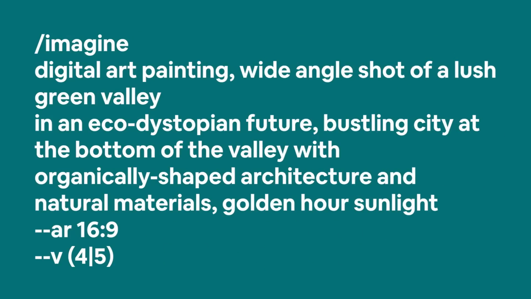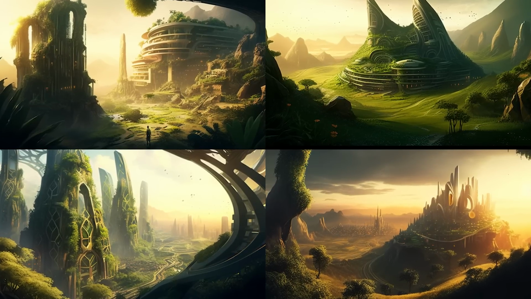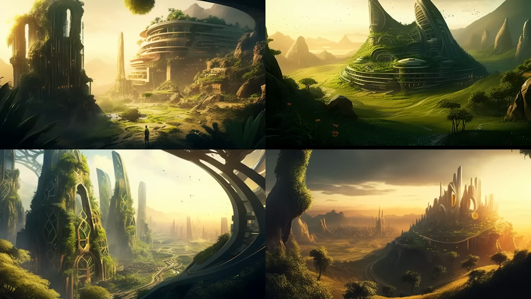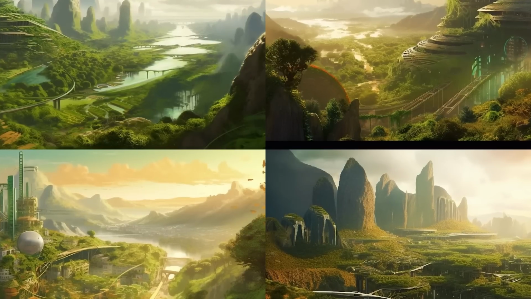Here's a sample prompt. Imagine digital art painting wide-angle shot of lush green valley in an eco-dystopian future, bustling city at the bottom of the valley with organically shaped architecture and natural materials, golden hour sunlight. Now, version 4 will produce the opinionated and aesthetically pleasing images that we are used to. But version 5 takes the level of detail and realism to an entirely new level.